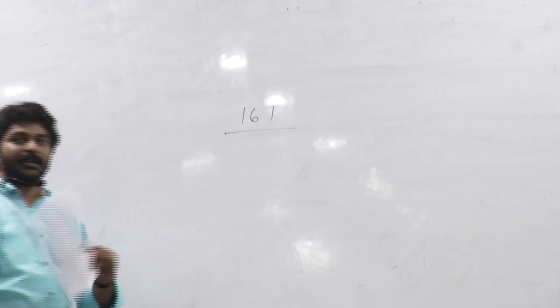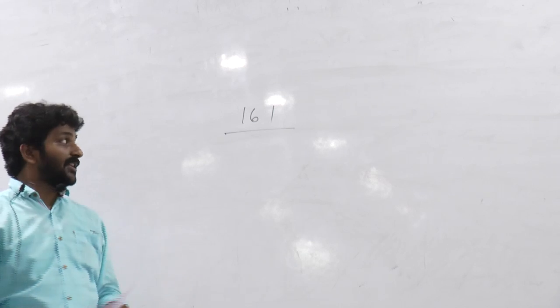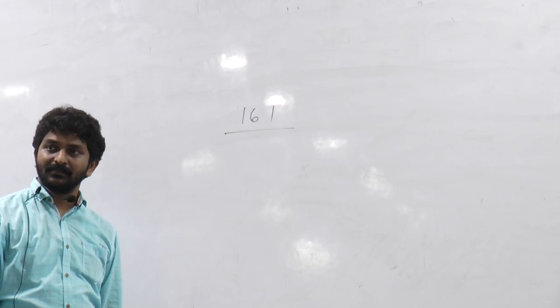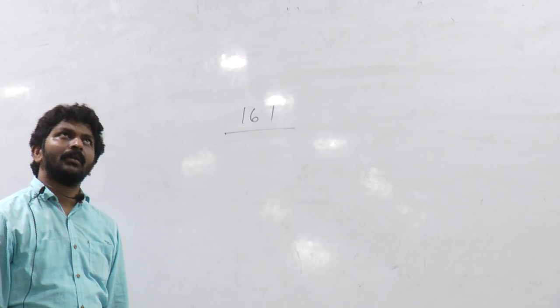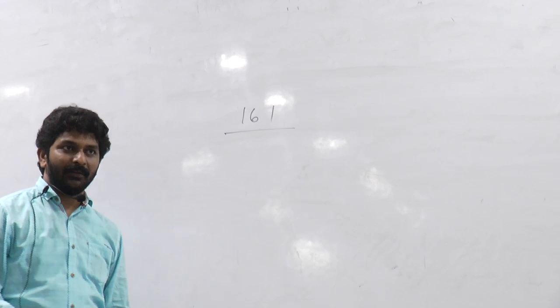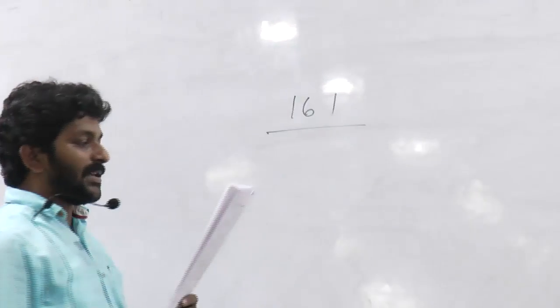Answer should be either third option or fourth option, because 23 is not a factor of 161. 23 is a factor of 7 times, so that can be your answer.